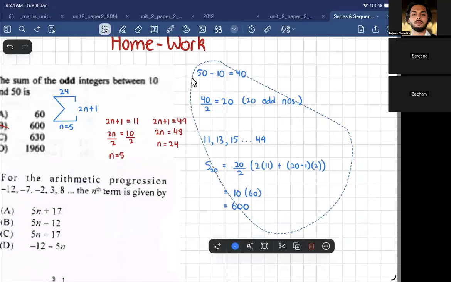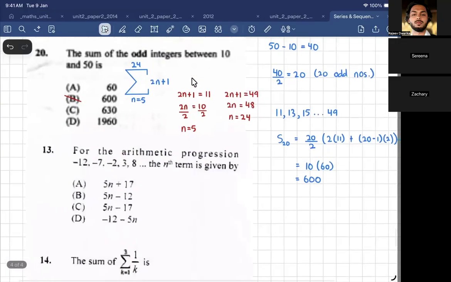Okay, let's move on to 13. Now, by the way, welcome, Zachary. Zachary, I thought it was just gonna be Serena and I today. I was just finishing up some work. Okay. Did you do the homework or no? Nah. Okay, well, Zachary, come on in.